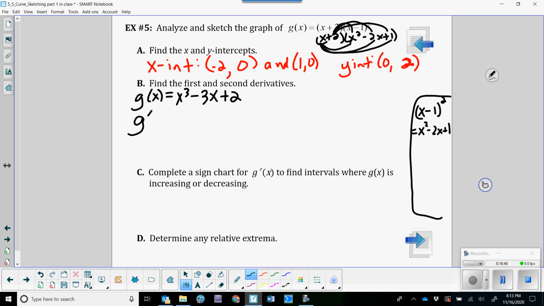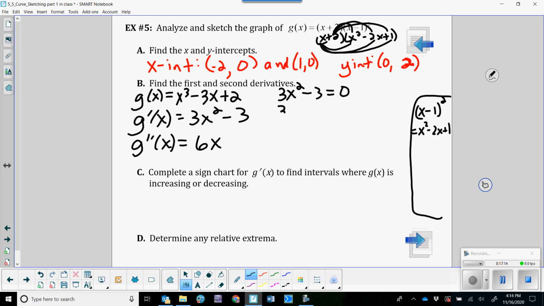So now when I do g prime, I'm going to get 3x squared minus 3, which is much easier. And then g double prime of x is 6x. Okay, so there's my first and second derivatives. Then it says make a sign chart to find out where we have g of x increasing or decreasing. So that means I actually want to solve when 3x squared minus 3 equals 0. Factor out a 3, x squared minus 1 equals 0. So you're going to have x equals plus and minus 1. And then obviously x equals 0 for that point for when we do concavity.